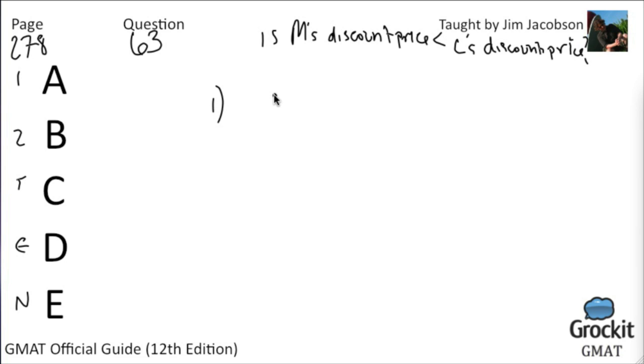At store L, the discount price is 10% less than the regular price. At store M, the discount price is 15% less than the regular price. So the L discount equals 10%. The M discount equals 15%.